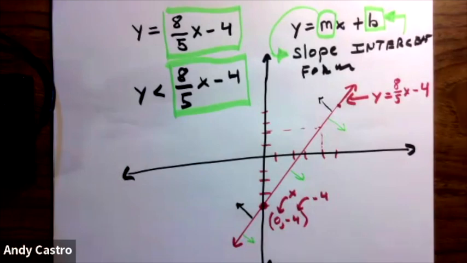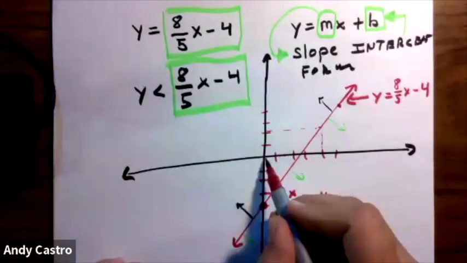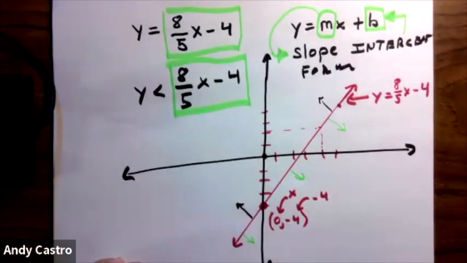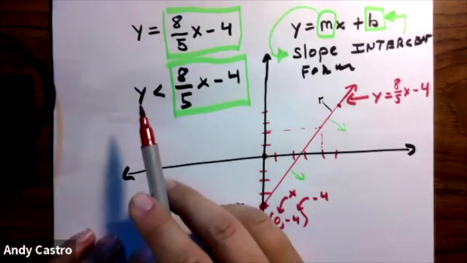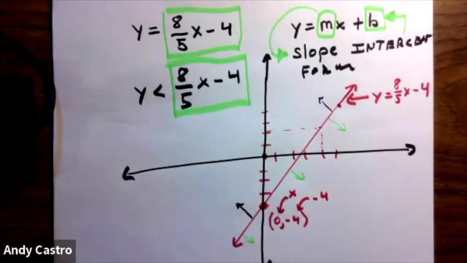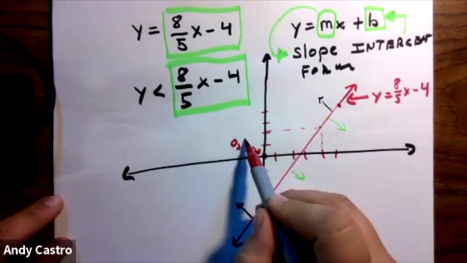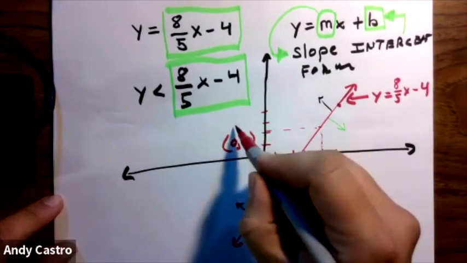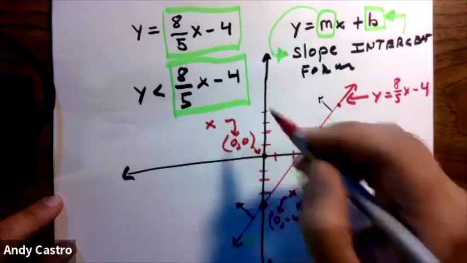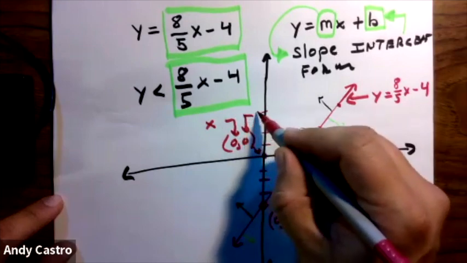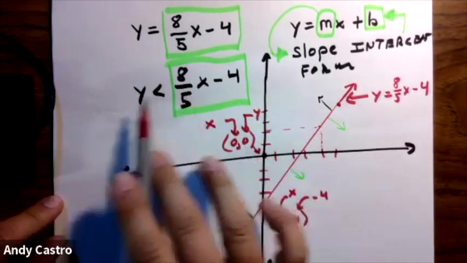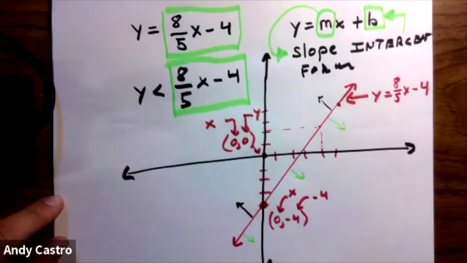So we need what's called a test point. Normally, if at all possible, I like to use the point (0, 0) as a test point because it's one of the easiest things to use. If I can plug in 0 for y and x, there's not a lot of math I'll have to do. So let's take this point, the origin, which is (0, 0). We're going to plug in 0 for x and 0 for y and see if this relationship is true.